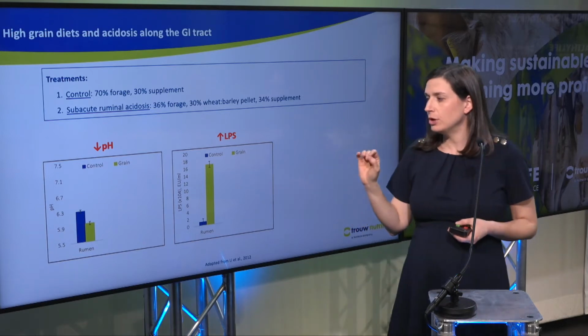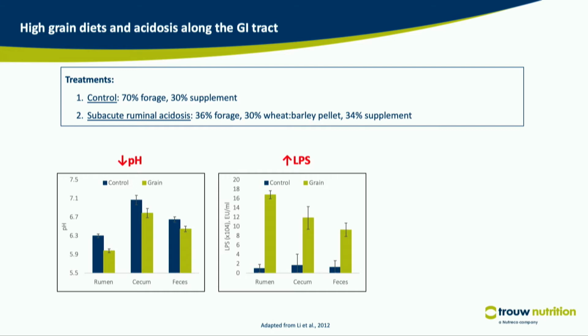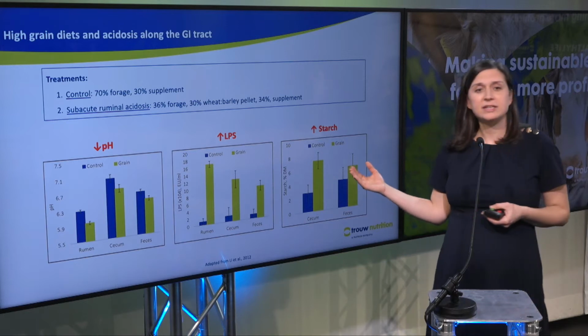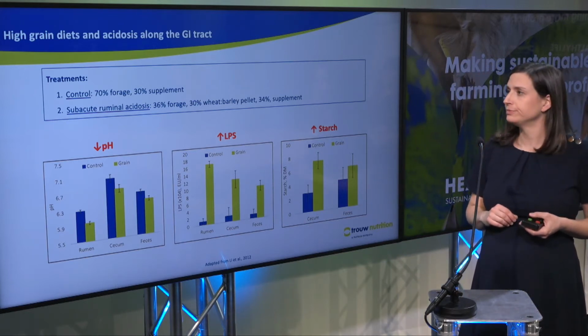First, looking at the rumen, we see that those high-grain diets actually did the job. They decreased pH and increased LPS. What's interesting about this study is that we see a very similar picture as we go along the gastrointestinal tract. We see the same in the cecum, the beginning of the hindgut, and even in feces. This is likely due to the high bypass starch we were talking about.